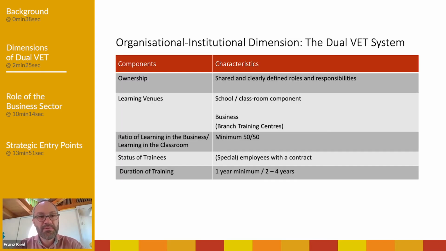Let's go now into the organizational institutional dimension, or what we call the dual VET system. As you can see on this slide, we can separate several defining components of the organizational institutional dimension, or what we call characteristics of a dual VET system. The first one would be ownership. Dual VET is a shared responsibility by public and private partners in a proper dual VET system, as I said in the very beginning. The second are the two learning venues.